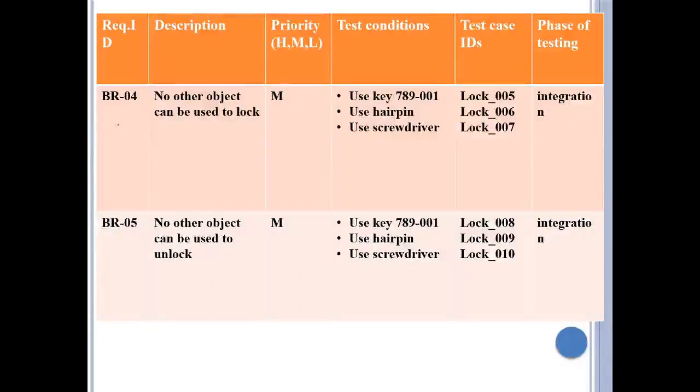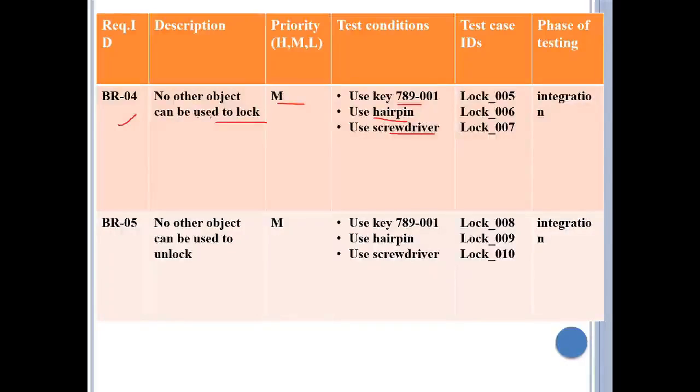Another requirement, requirement 4: no other object can be used to lock. So this is also one requirement. If any other user tries to use any other object instead of the key, it should not be used. Then it has medium priority. The conditions are like if the user uses any other key like 7, 8, 9 or any other one, or if the user uses a hairpin or a screwdriver. With these objects, the lock should not lock as well as not unlock, both.